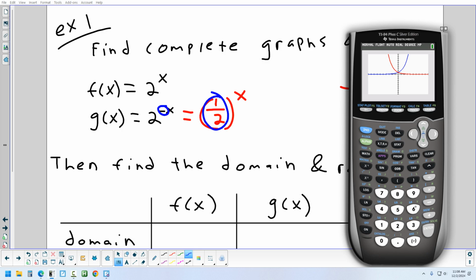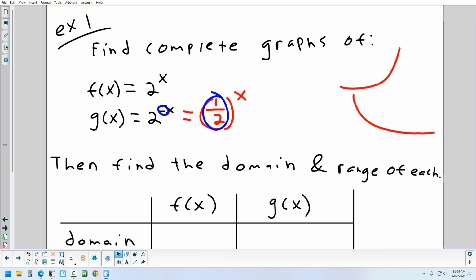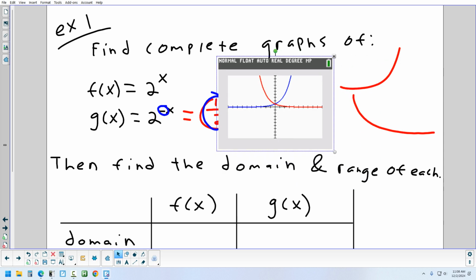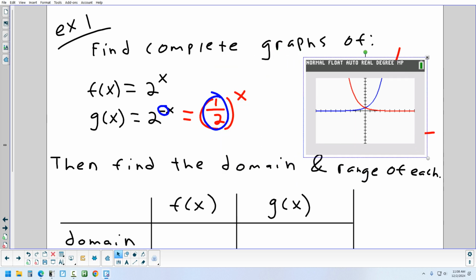Okay, so now let's take that, let's put that over here. And let's look at that graph.